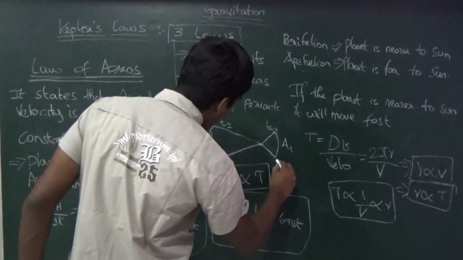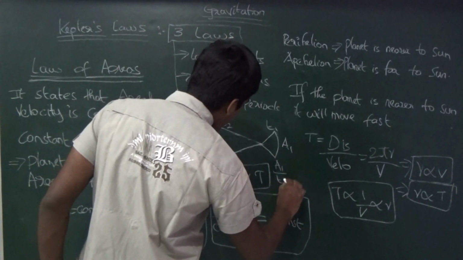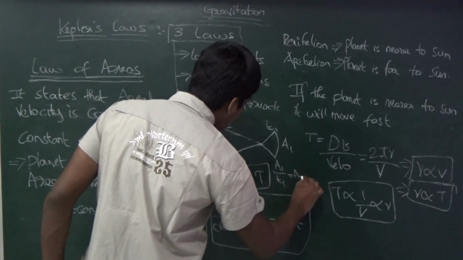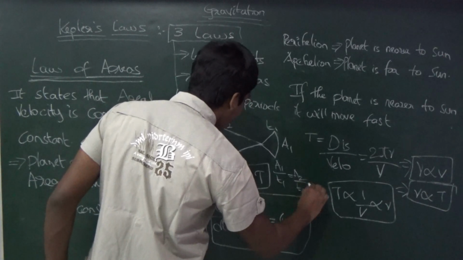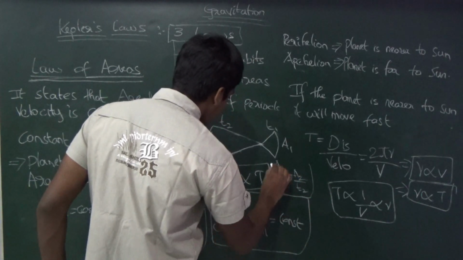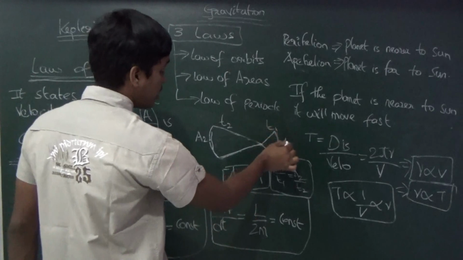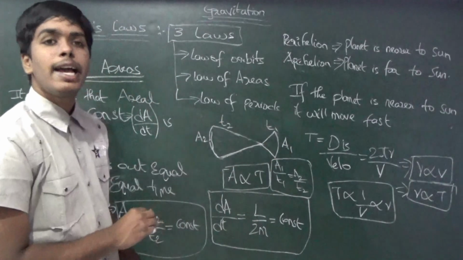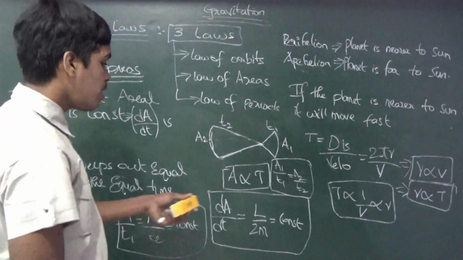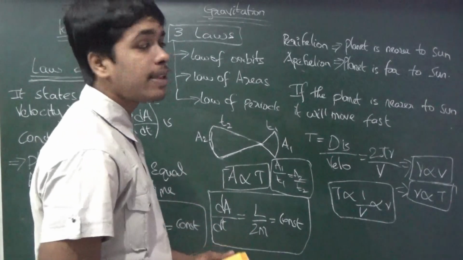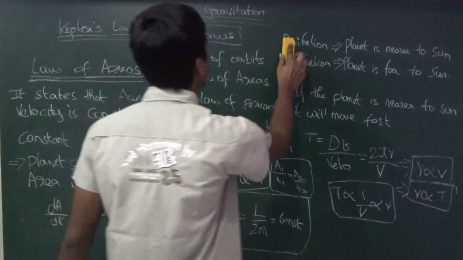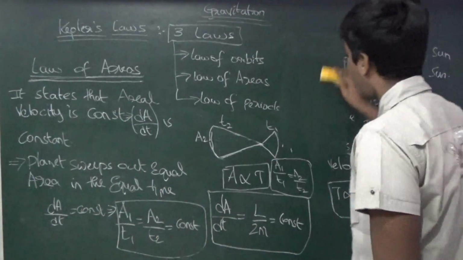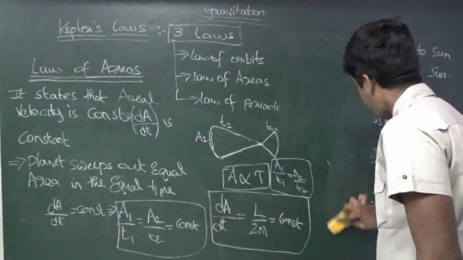That means we can say here A1 by T1 is equal to A2 by T2. That means lesser area, less time. More area, more time. But the area velocity is constant. This is the relation. Now we will see the third law, that is the law of periods.